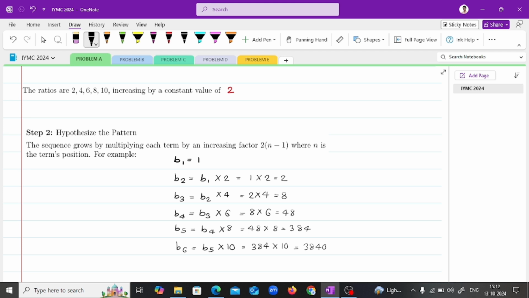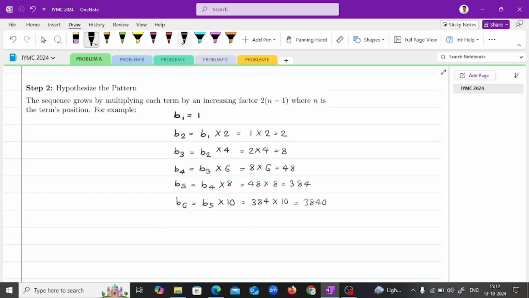Thus, the pattern follows a rule, and we can summarize this rule with the help of a term's position. So I can write it down here like this. Thus the pattern follows the rule.